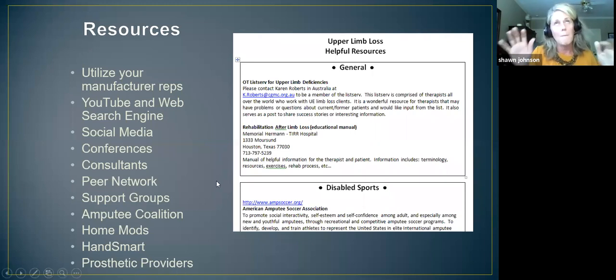For those that you may or may not be aware, there is an international group of OTs trying to help disseminate information about occupational therapy and upper limb loss, and it's a group called HandSmart. You can just Google that and find out a little bit more information on them.